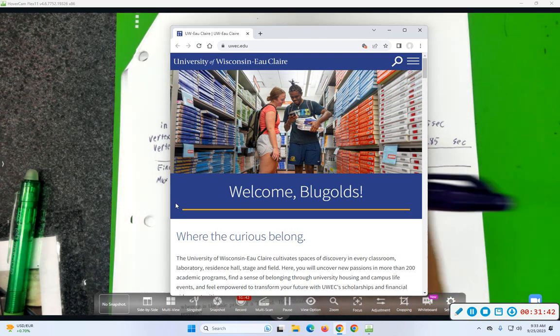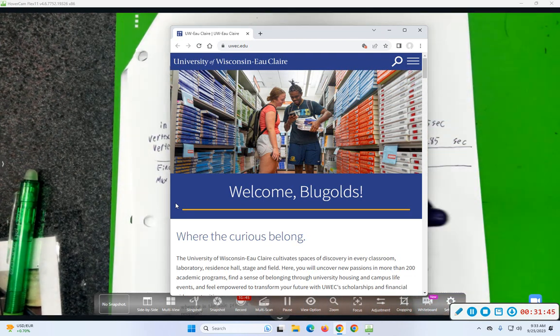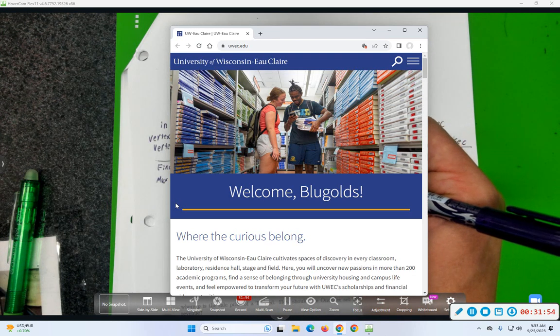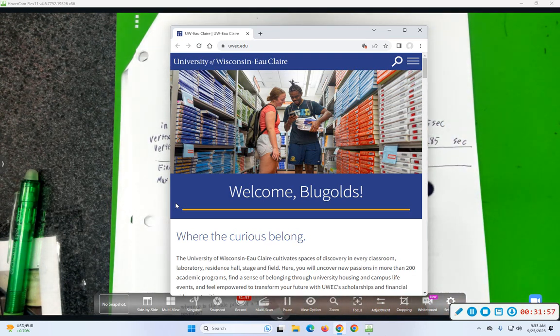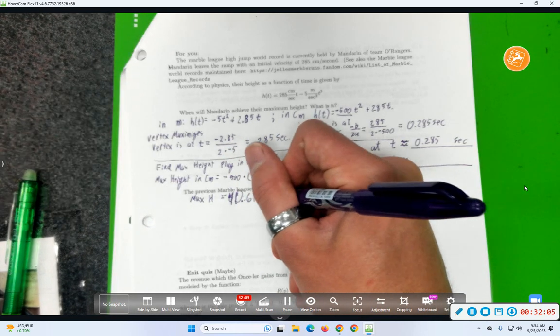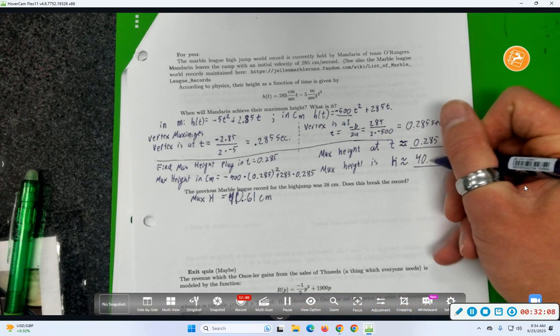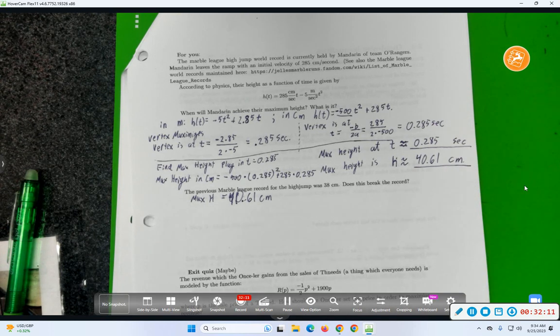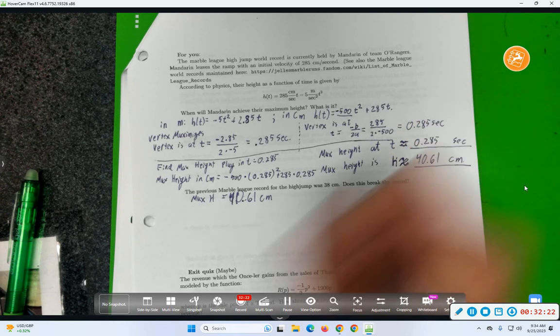40.61 centimeters equals max height. Wait, it was 41 point something, right? 40 point. Oh, you can't see what I'm writing. Is that exact or approximate? There's a few other decimals, like 612 something. Okay. Then I will leave this as a squiggly equal sign.